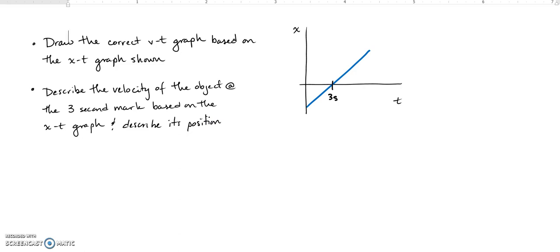So on your own sheet of paper, you're going to try and answer these two questions, and you're going to come back. I'll show you the answer. If you got it right, kudos to you. You're awesome. You're ready to go. If you got it wrong, then we'll walk through a step-by-step of how I got here. So pause the video and come back and see what you can do.